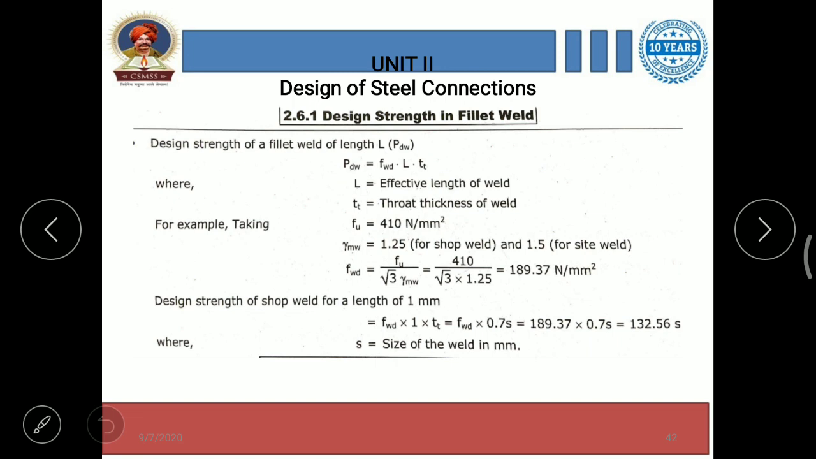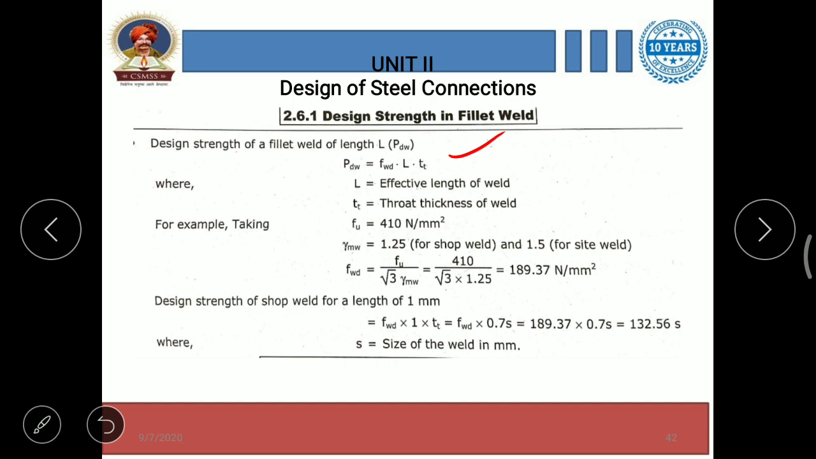PDW is equal to FWD into L into TT, where L is effective length of weld, TT throat thickness of weld, and FU is 410 Newton per mm square. Gamma MW 1.25 for shop weld and 1.5 for site weld.